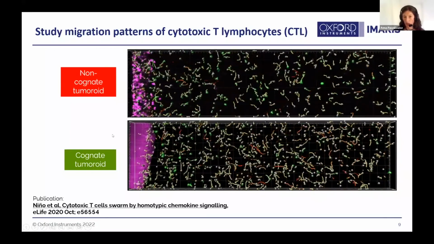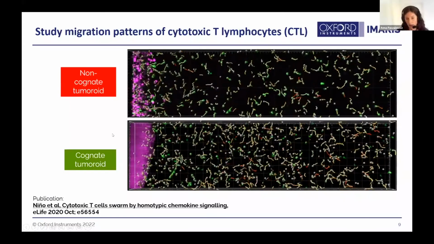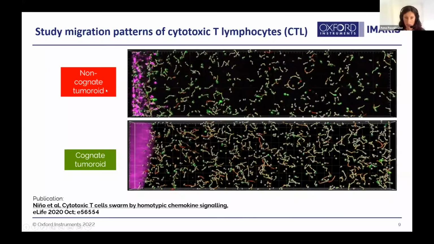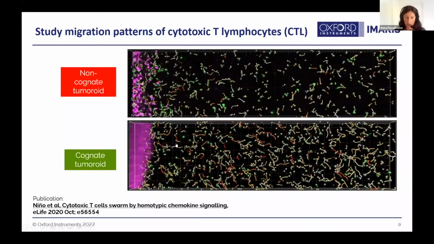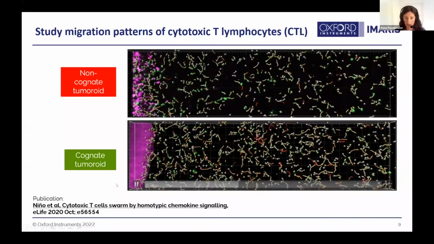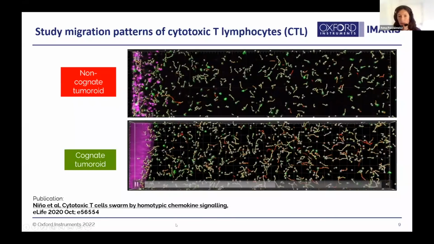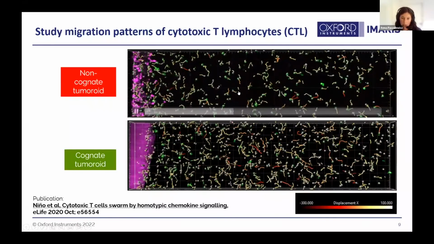panels. So just by visual inspection, you can't really tell what is going on in these data sets. They look pretty much the same. Maybe you can see a little bit more lymphocytes here in the lower panel. But here, Imaris enables you to analyze various parameters and represent them graphically.